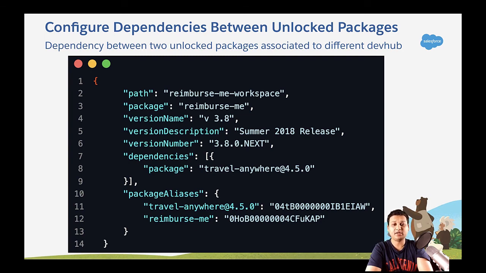So definitely the package that was created is not created in the same dev hub that you have access to. In fact, you do not have access to that dev hub. But you can actually configure a dependency between those two packages, which are associated to different dev hubs. So let's say you are building a package called Reimburse Me, and that has a dependency on a package called Travel Anywhere, and the current version of the package is 4.5.0.